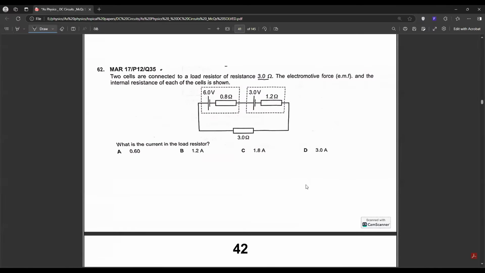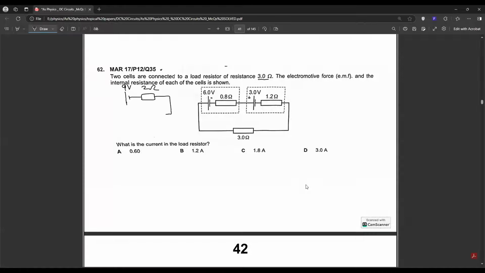The electromotive force and the internal resistance of each cell is shown. Perfect. Can you see this negative terminal of the battery is connected with the positive terminal? Hence, the voltages will get added up. 6 plus 3 is equals to 9 volts. Your internal resistance will be what? 0.8 plus 1.2, that is 2 ohms.